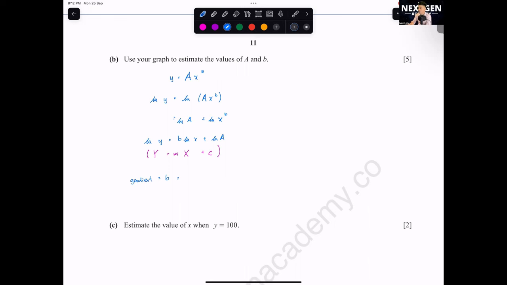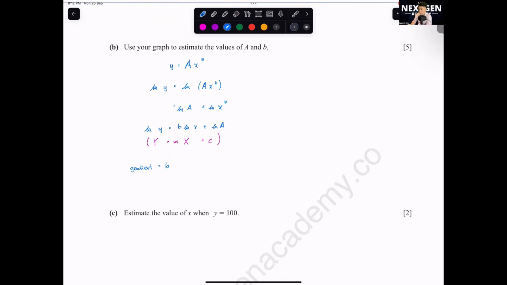Just take any 2 points. I will just take based on the points that I plotted out. What are the 2 points? I'll use this one, 0.41, 2.6. And then this one is 1.4, 5. So my b value is actually 5 minus 2.6 over 1.4 minus 0.41, which you'll get 2.4.